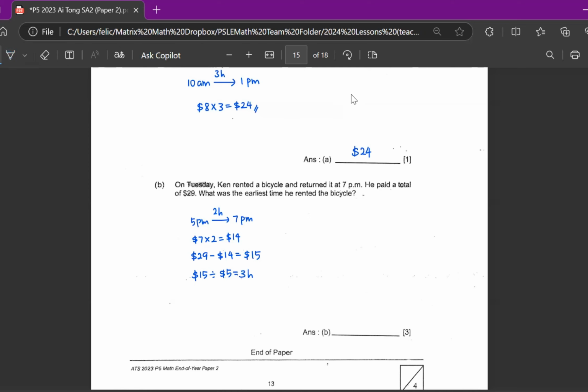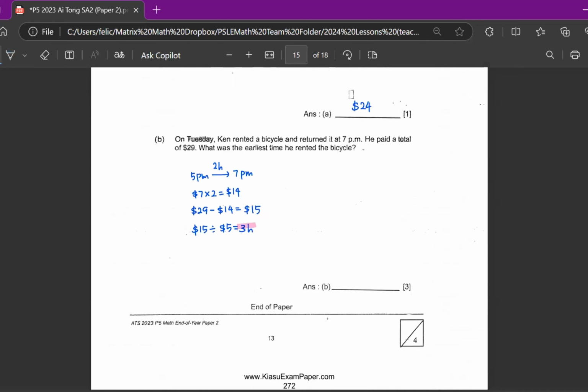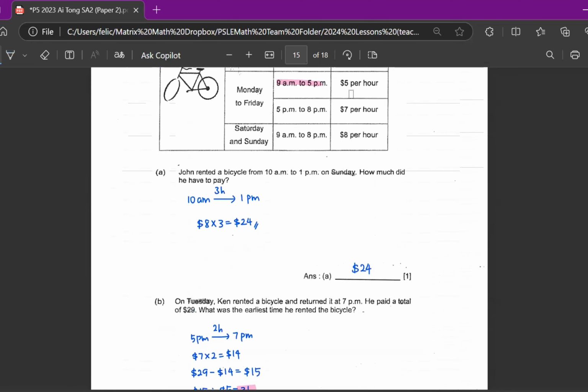So what is this 3 hours? Like I said earlier, this 3 hours is the cheaper category here. Sorry, maybe I shouldn't highlight the time, it's very confusing. I'll just highlight the box here or something.